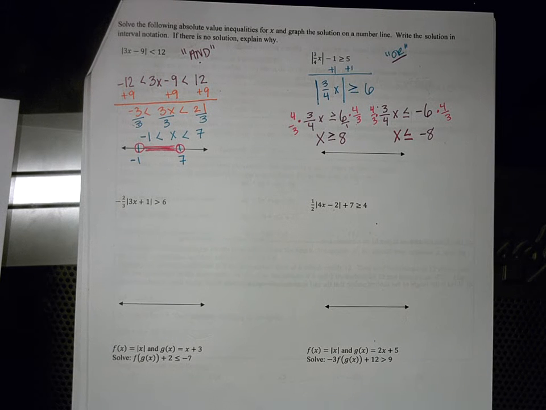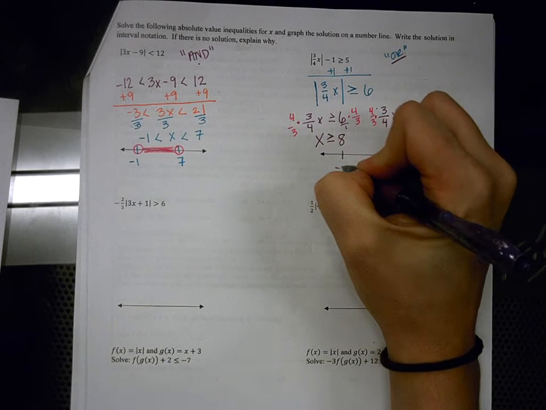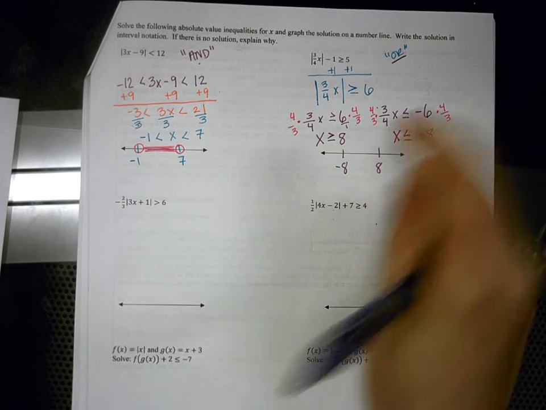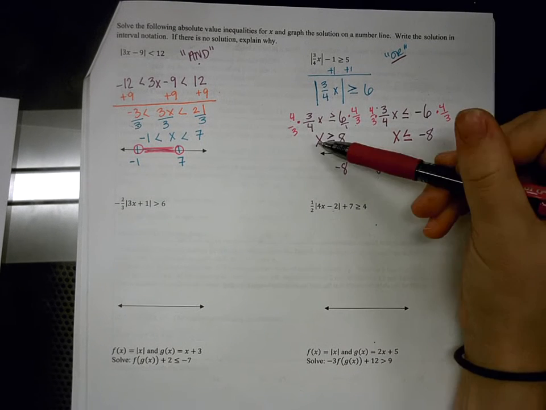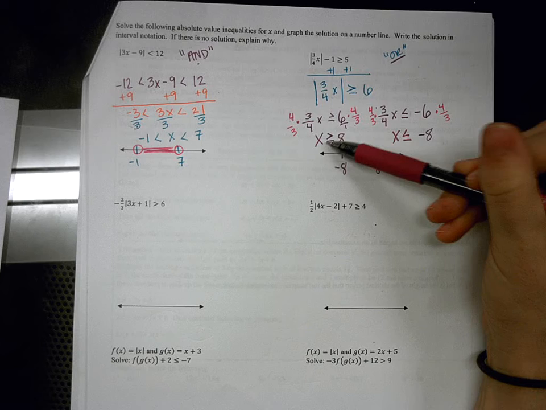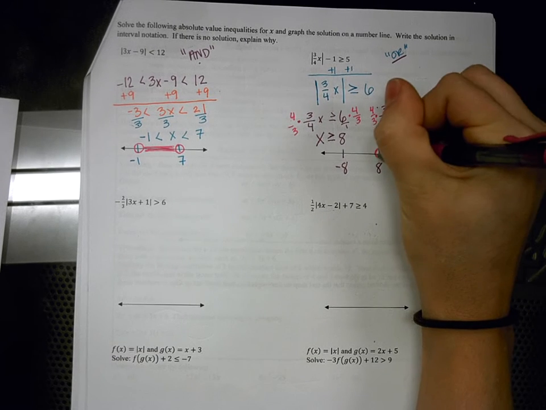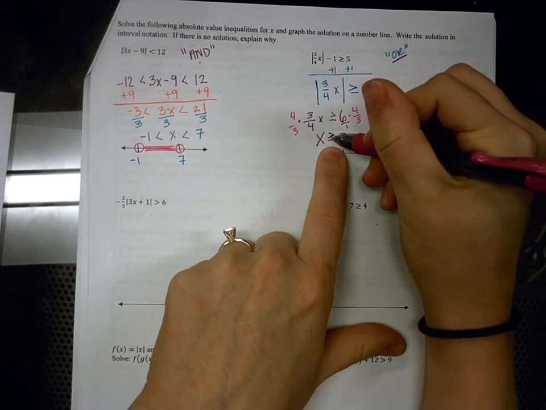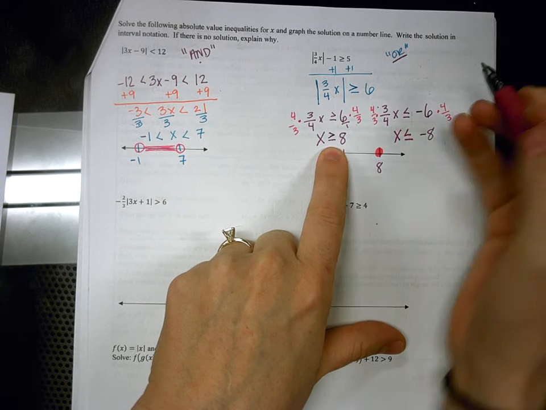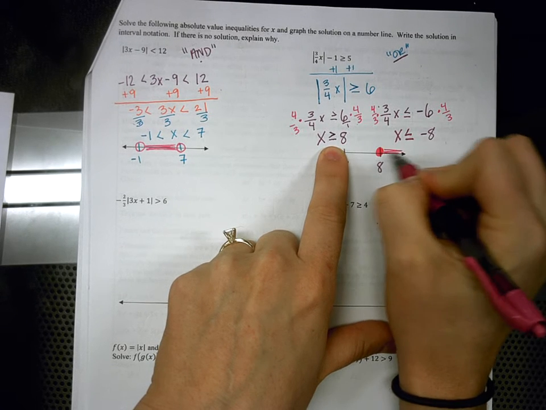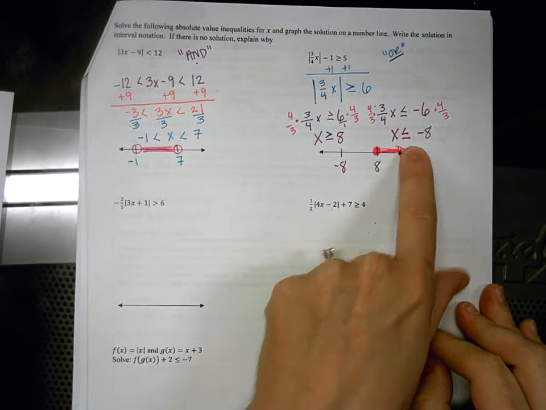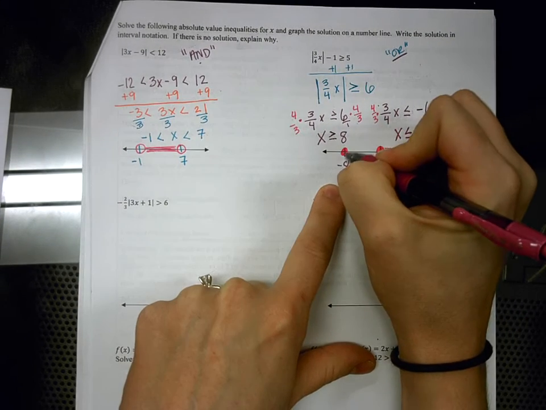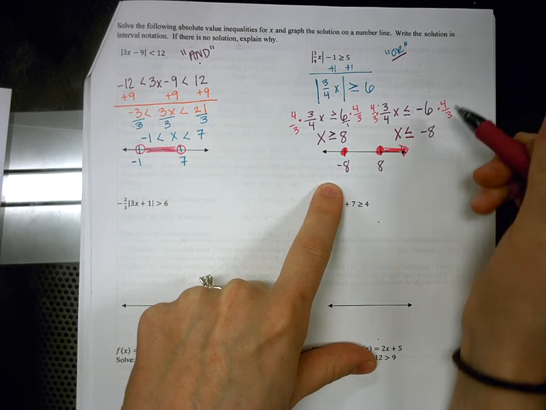All right. Here's negative 8. Here's positive 8. Can my answer be equal to 8? Yes. So I'm doing a closed point there. And then we want greater than. Which direction do I go? To the right. Over here, can it be equal to negative 8? Yes. And x is less than negative 8, so I go to the left.